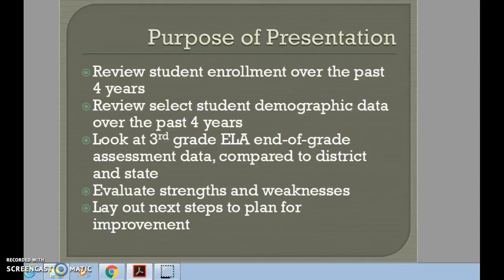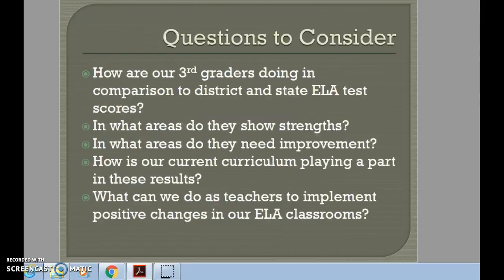The purpose of this presentation is to review our student enrollment over the past 4 years, to review our select student demographic data over the past 4 years, to look at our third grade ELA end of grade assessment data compared to district and state, evaluate strengths and weaknesses that we see in that data, and lay out next steps to plan for improvement so that we can improve the instruction and the learning of our students.